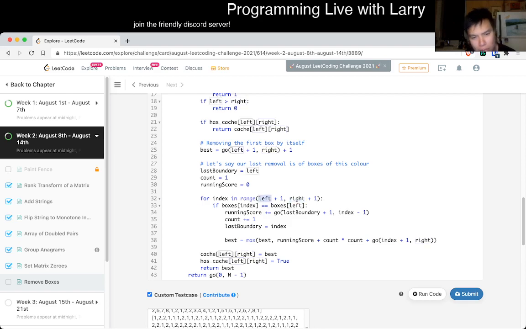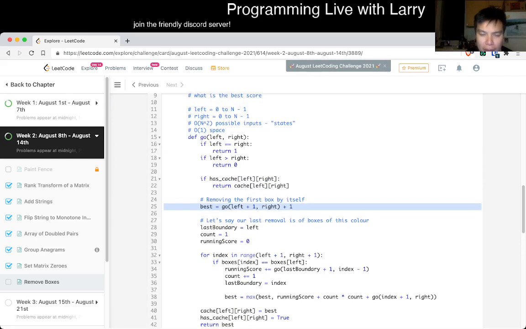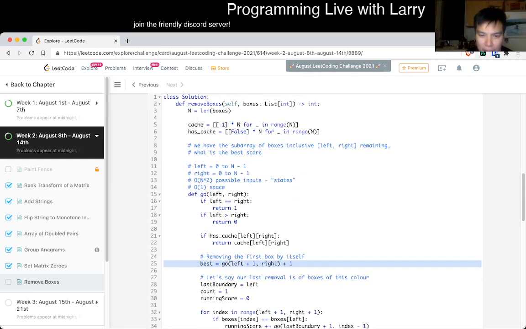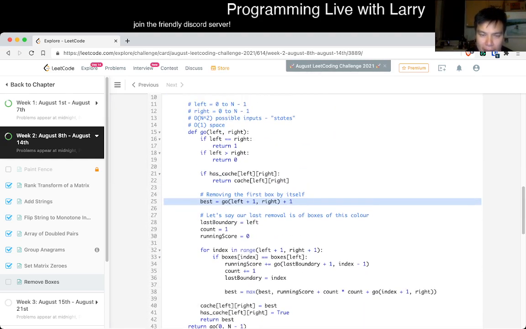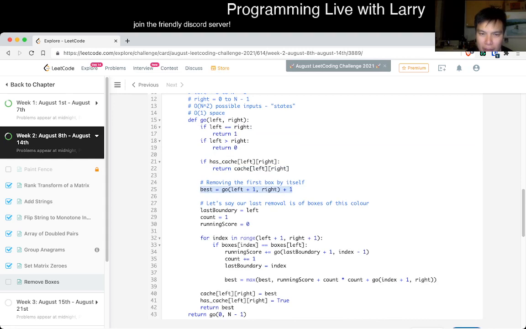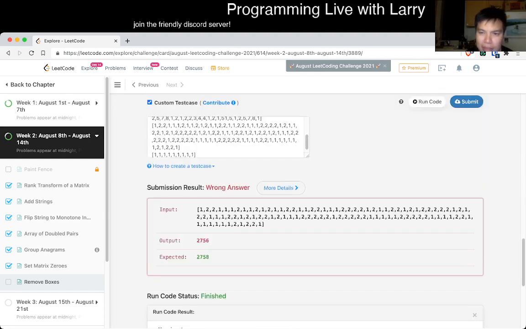Oh. No, that's right, I think. Because this is... Okay. So I'm very close, but I'm just checking my stuff. My base case should be right because this is inclusive. Dong dong dong. This should be good. Removing the first box by itself. I think maybe.